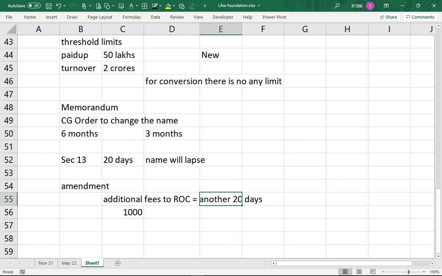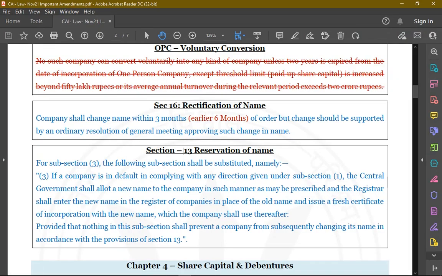So here section 13 says no problem, again you pay this 1000 rupees, and again it will increase by 20 days. That means if 20 days lapse, again you pay 1000 for 20 more days. Till what? Till you get incorporated. So keep on paying 1000. Law has not provided any limit on how long you can keep renewing this process. Until the law stops it, you have the right to continue this. All right. So that was the provision of section 16 and section 13.